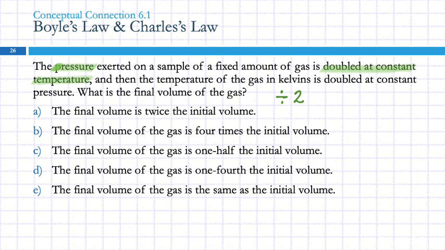And then it says the temperature in kelvins is doubled at constant pressure. So if I double the temperature, is the gas going to get bigger or smaller? If you heat up a balloon, does it get bigger or smaller? It gets bigger, right? So if I double the temperature, I should double the volume. So that's going to multiply the volume by 2. So whatever that first volume was, they didn't tell us, right? Doubling the pressure is going to cause the volume to get cut in half, and then doubling the temperature is going to cause that reduced volume to double, and I'm going to end up with the same volume, right?